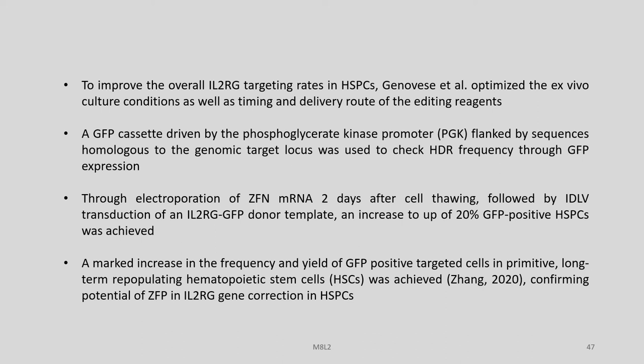Using electroporation, ZFN mRNA were introduced 2 days after cell thawing, followed by IDLV transduction of an IL2RG GFP donor template, and an increase of up to 20% GFP positive HSPCs was achieved. There was a marked increase in the frequency and yield of GFP positive targeted cells in primitive long-term repopulating hematopoietic stem cells, as reported by Genovese. And it was confirmed thereupon the potential of ZFN in IL2RG gene correction in the HSPCs.